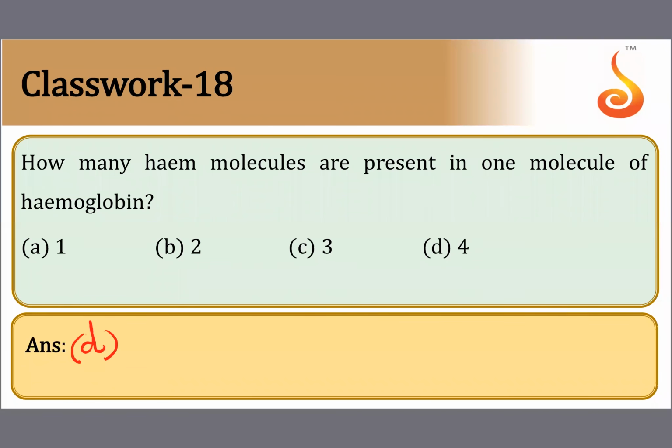There are totally 4 heme and 4 globin chains in a hemoglobin molecule, and each heme molecule attaches itself to one molecule of oxygen. That is the reason one molecule of hemoglobin is able to combine with 4 molecules of oxygen. Very correct. Many of you were correct.